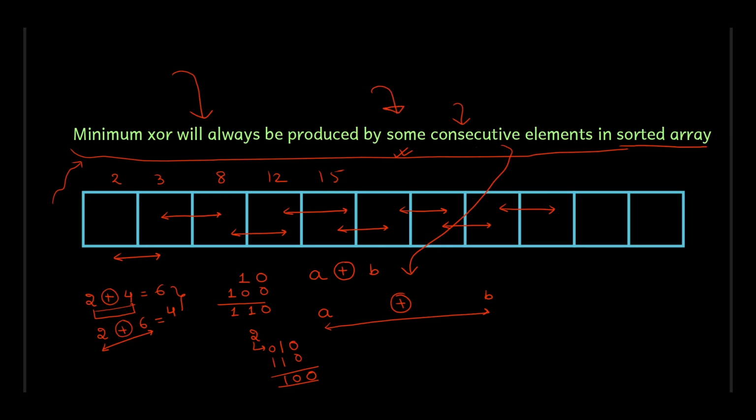But if you try to generalize it, then those generalizations are not correct. That is, if this is the gap between two numbers and it forms some XOR x, and then you increase the gap between these numbers and it forms an XOR y, then you cannot say for sure which one will be greater, x or y. But this statement still says that the minimum XOR will always be present between consecutive elements, right? So now let's prove this.